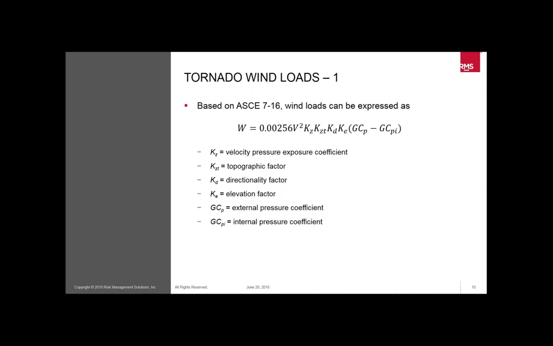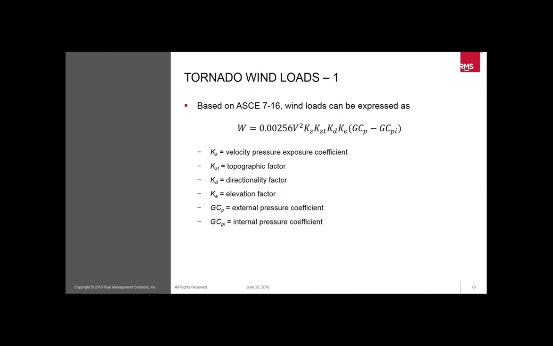So we have this generic, very standard equation out of ASCE 7 to express and calculate the design wind loads on a structure, where we have the velocity squared. We have these different factors to represent the velocity pressure exposure coefficient. This is how the pressures are distributed as you increase in height, for typical boundary layer winds. As wind speeds increase in height, we have to account for that.